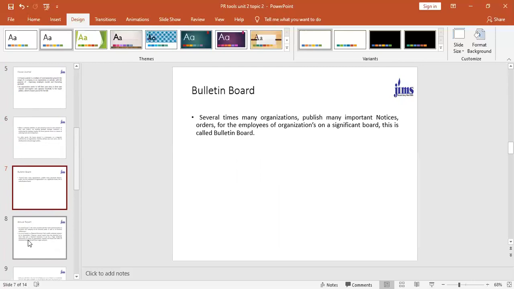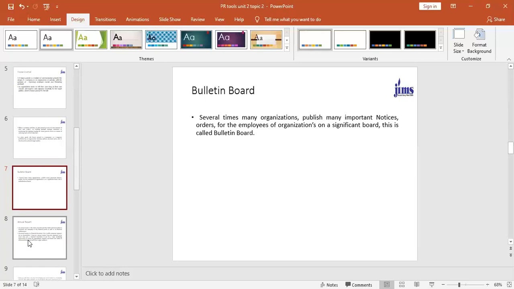Several times, many organizations publish many important notices and orders for the employees of the organization on a significant board. This is called a bulletin board, which you can see in many offices. It is used for both internal and external publics, depending on what kind of organization we are dealing with. If you're dealing with banks, then the bulletin board is also used for the external public, giving them complete information on what is happening in the bank, and what steps need to be taken when some new system or policy is introduced.